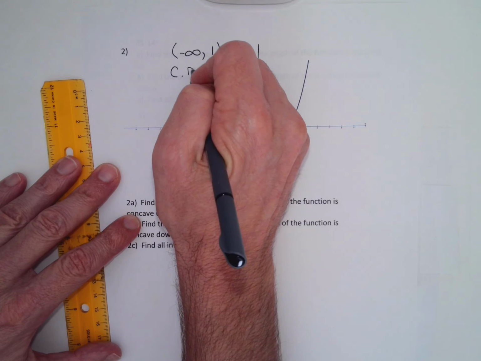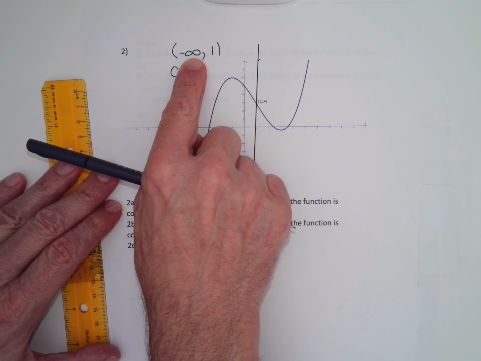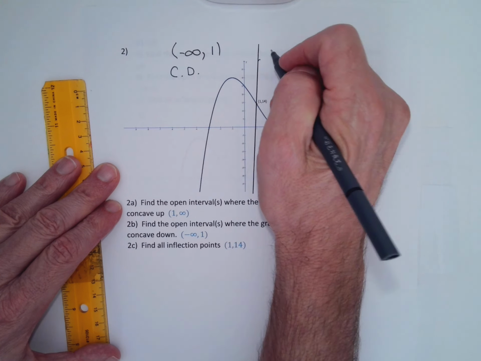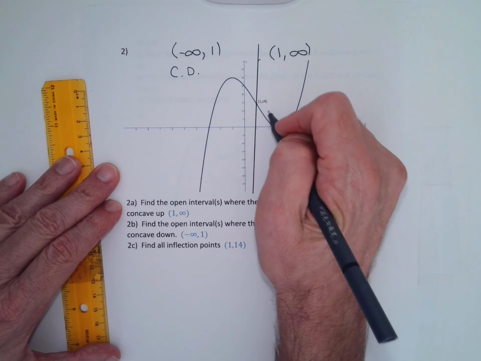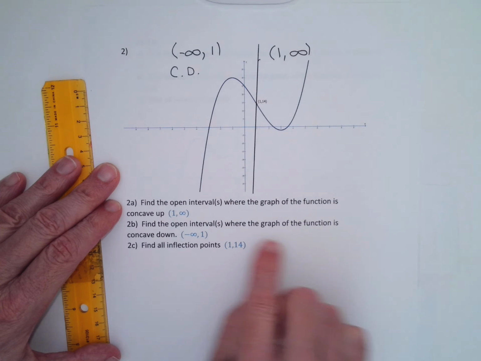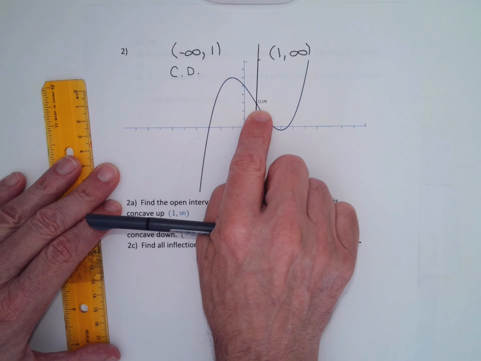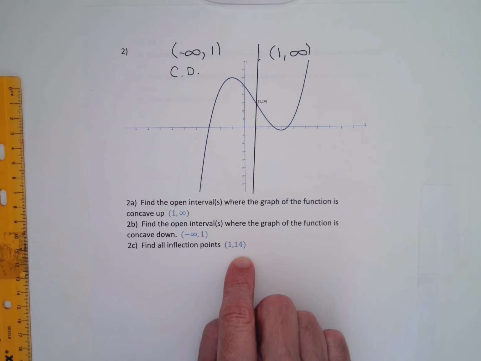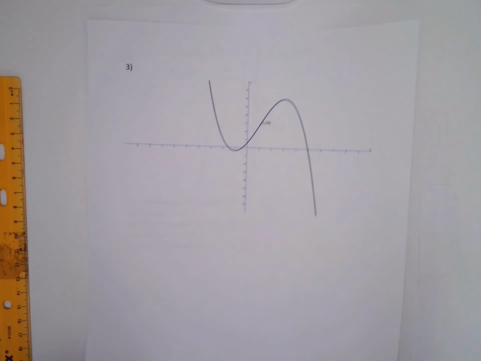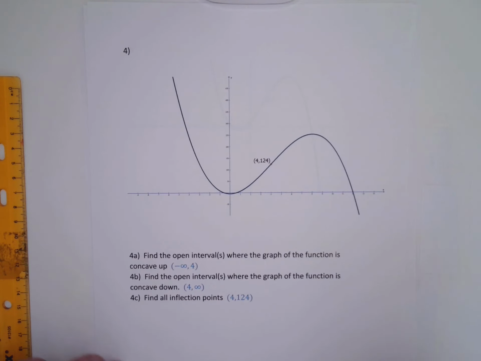So in my answer for concave down, which is part B, I put this first interval from negative infinity to 1. The next interval starts at the x-coordinate of the marked point, goes off to infinity, and that's a concave up region. So I put that in my answer to part A. Because the graph changes concavity and the graph is continuous there, that point is an inflection point. I don't know if that's good enough, but you might be able to do 3. I'll move on and do 4.